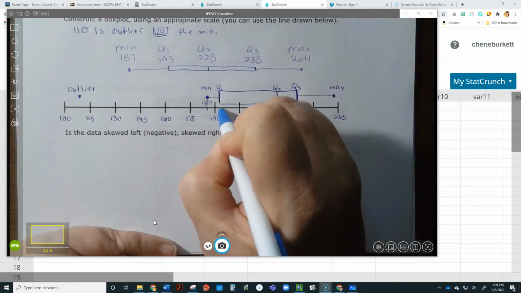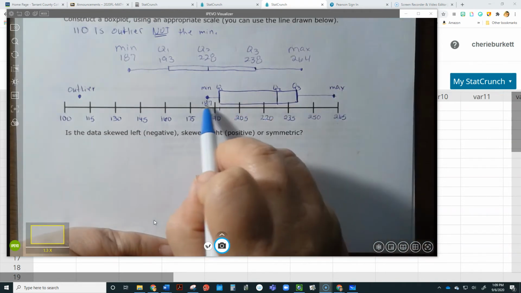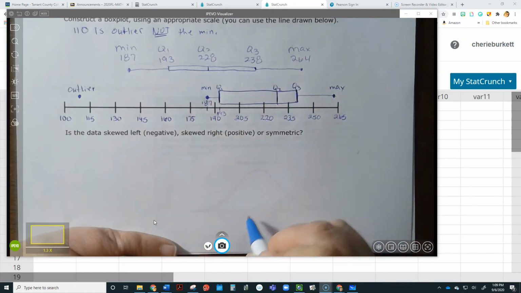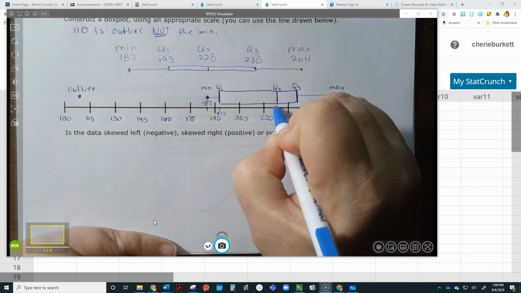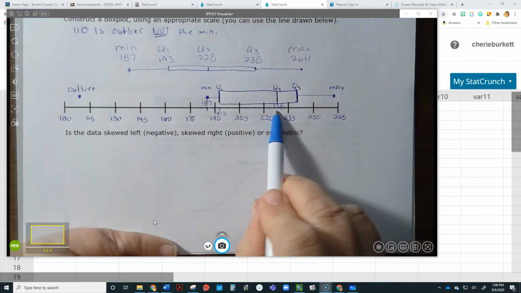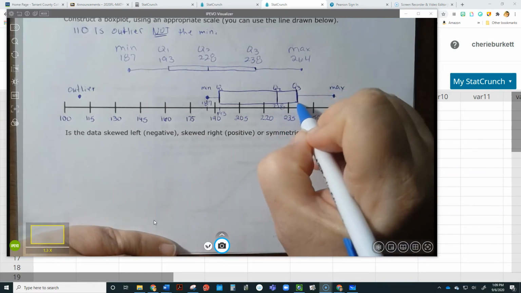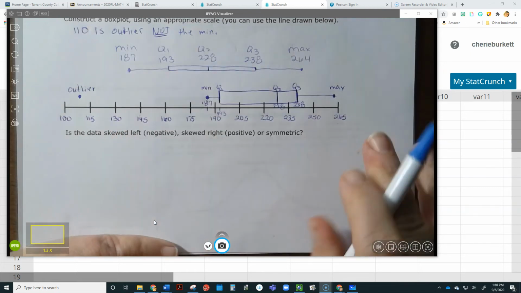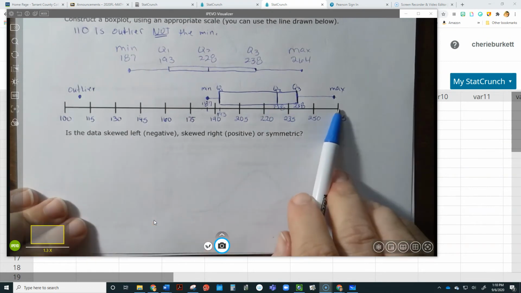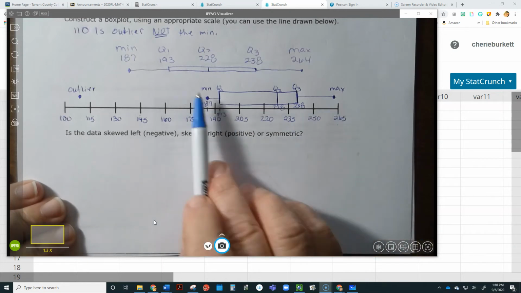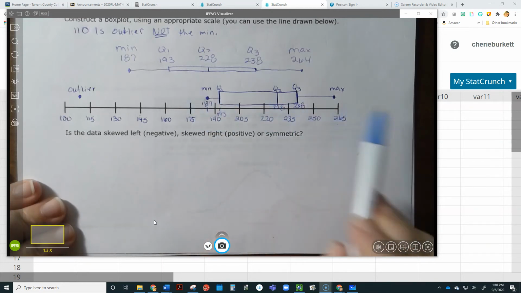And this happened at, where was that? 187. This is 193. Squeeze that in there. Q2 is 228, so we've got 228 squeezed in there. 238. I wish all of this information hadn't taken up so much room. But here's this box and whisker plot, with the new min, Q1, Q2, Q3.